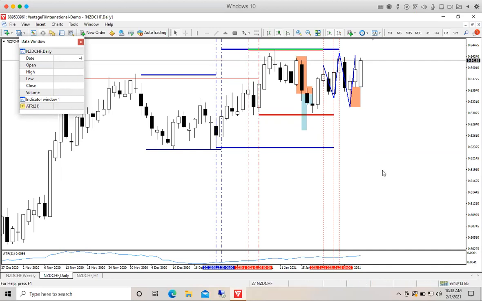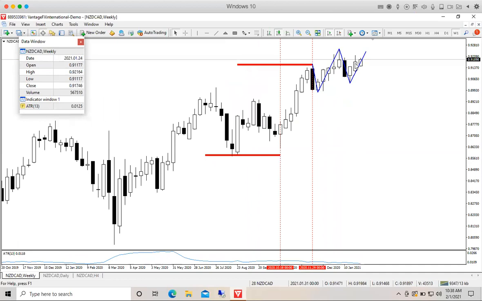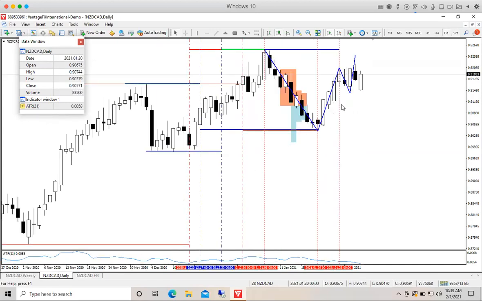So that's Kiwi Swiss. And last currency pair, Kiwi Cad, similar picture. We had that close outside on weekly, which means that on daily, you'd be looking for a bullish impulse candle through the course of this week. So I don't think we actually got that last time. All right, so that's our currency pairs.